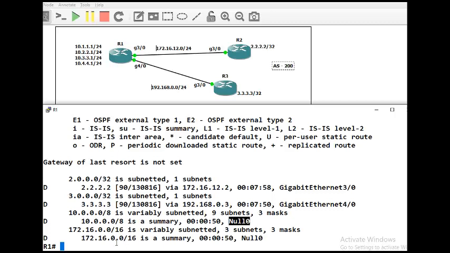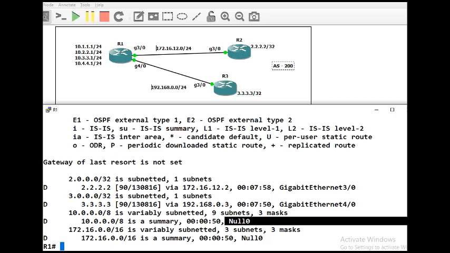So whenever you summarize, the summary route will appear. All the 10 are summarized like this. The summary route will appear pointing towards Null0 in the routing table.